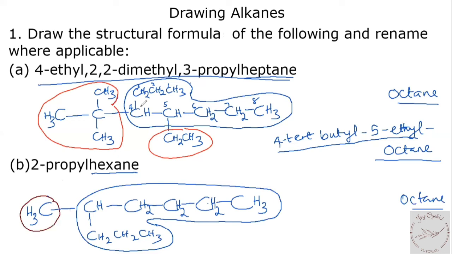Right? So now that we know the attached group, we have to number it in order to make sure that this place is given the lower number. Okay, so we'll number from this end. 4, 5, 6, 7, 8. So this is attached on the 4th carbon. So the name will be 4-methyl octane. And this is the correct name, so the other one is wrong.